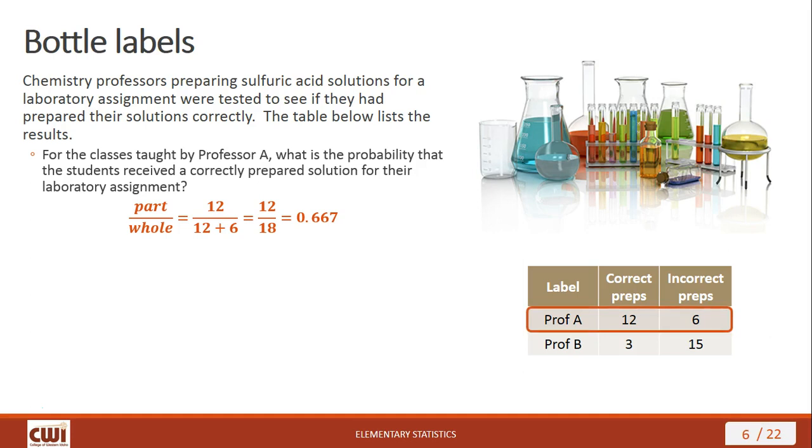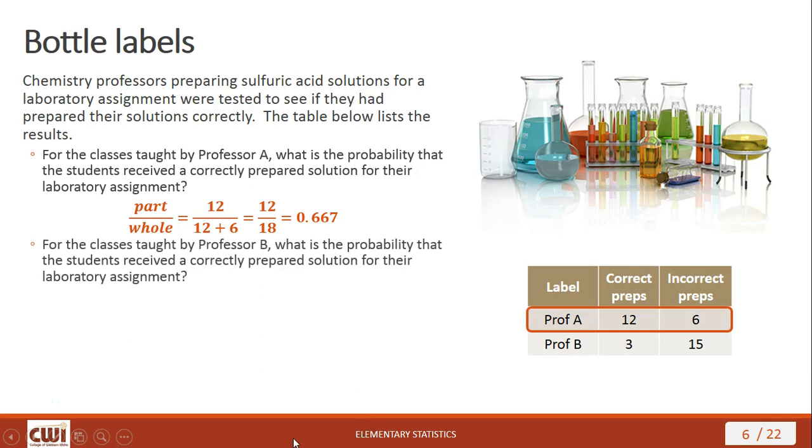Notice we're looking at just the row for Professor A because that's what the question tells us to do. For the classes taught by Professor A. So we're only looking at this row here. The number of correct preparations is 12, and then the whole is 12 plus 6. So we punch all this out, get 12 over 18, which is 2/3, or 66.7%.